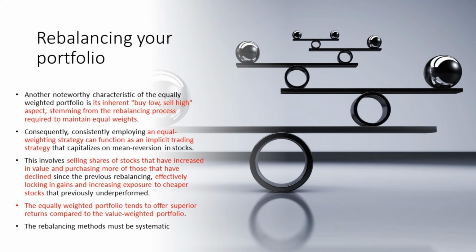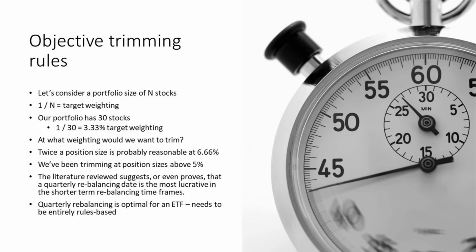Now, objective trimming rules. We need to think about how we want to come up with these. Let's consider a portfolio size of N stocks. So N happens to be the number you've decided to hold. Well, you can get your target weighting by 1 divided by N. So our portfolio has 30 stocks. 1 divided by 30 is 3.33% target weighting. So at what weighting would we want to trim?